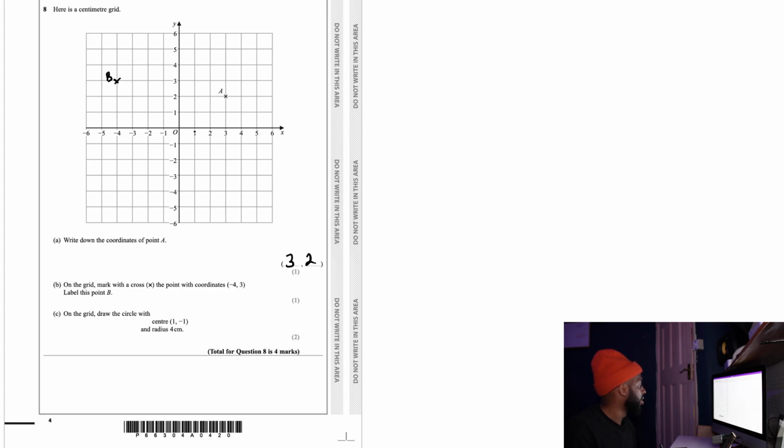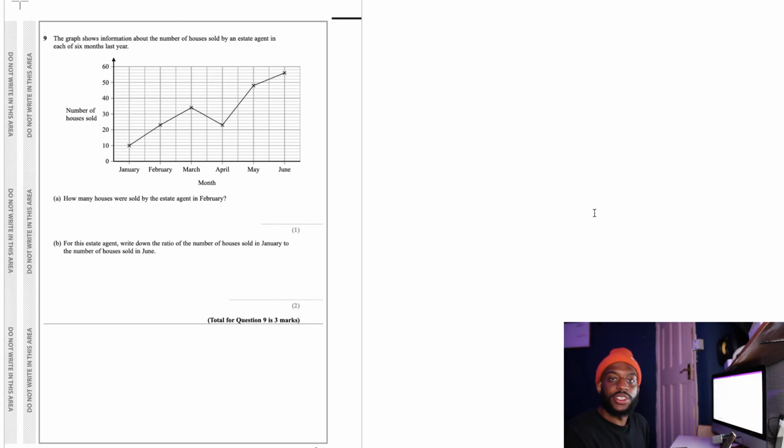Part C says to draw a circle with the center 1, minus 1, and radius of 4. So we go to 1, and then down. So this is the center of the circle. Its radius has to be 4 centimeters. So we're going to do 4 units. 1, 2, 3, 4. And there. 1, 2, 3, 4. There as well. 1, 2, 3, 4. And then we have to use these points to sketch our circle. And that's it.